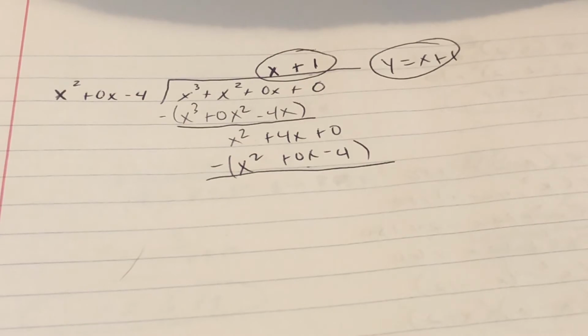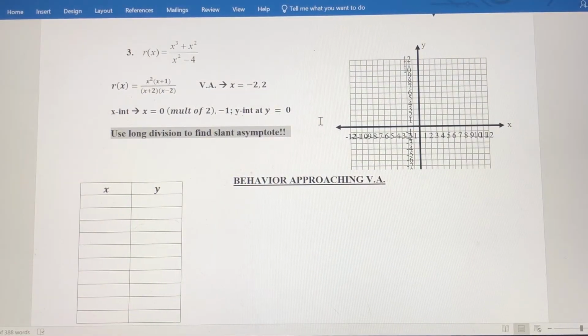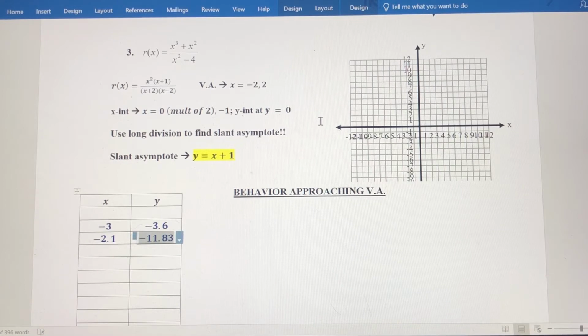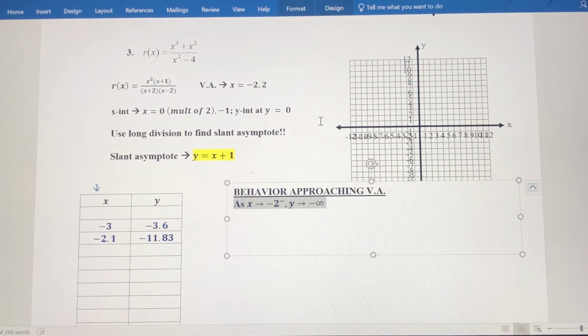So let's go back to the document. Okay, so we found the slant asymptote to be the equation y equals x plus 1. And again, the remainder is irrelevant there. We just needed to find the quotient, okay? So now then, let's do the behavior of the graph as it approaches each of those 2 vertical asymptotes, okay? So I want to approach -2 from the left. So when I plug -3 into my function, I get -3.6, okay? Get a little bit closer to that vertical asymptote, -2. So I'm going to plug in -2.1, and I get -11.83, okay? So what that means is, as we approach -2 from the left, y is going to approach -infinity, okay?